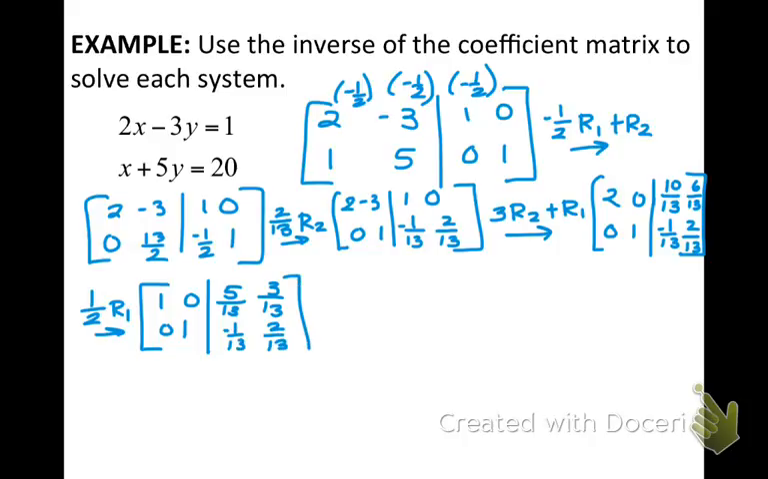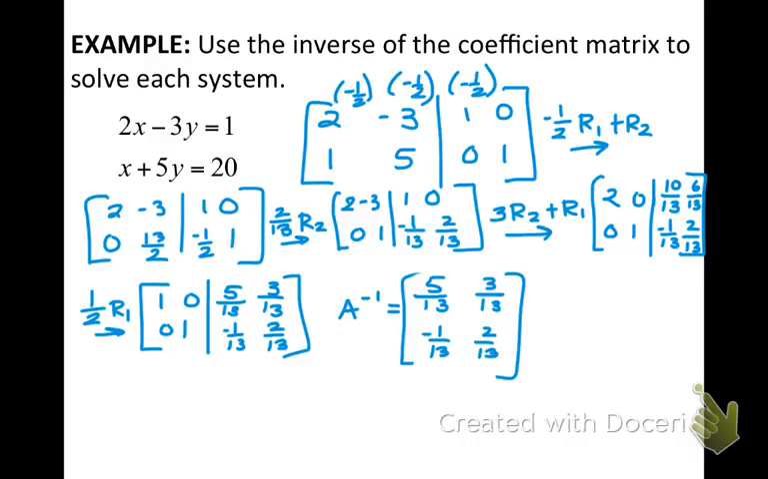So my inverse is 10/13, 6/13, negative 1/13, and 2/13. Yes, thank you. I was looking here, not there. Thanks. So 5 and 3. Okay, so we found the inverse, which is great.